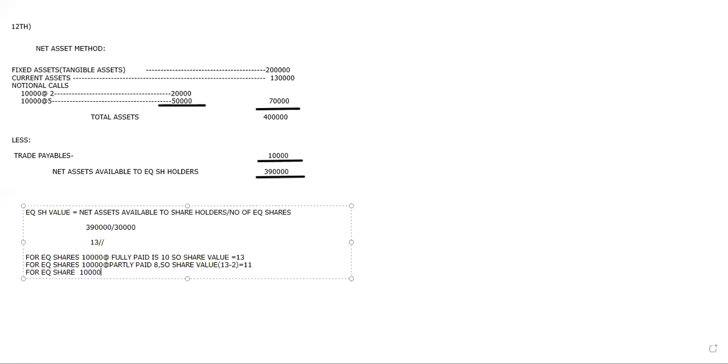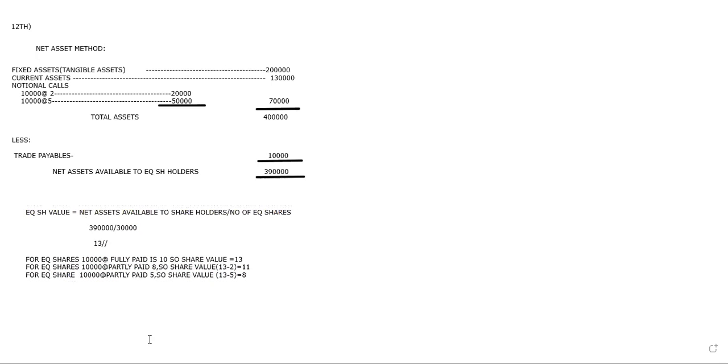Now again for the third category people, partly paid. Third category people, partly paid. So partly paid, how much? 5 rupees they have paid. So the share value is actually 13 rupees minus 5. So how much will be the balance value, ma? Yeah, right. Did you get it? How we have done it?